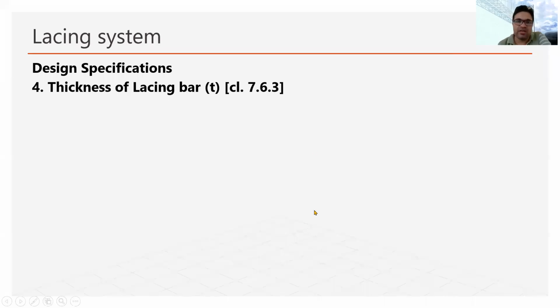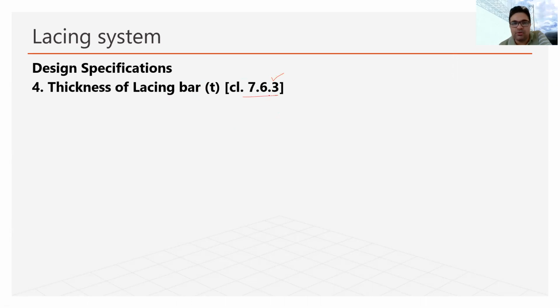Hello, welcome back. So this part is in continuation to the previous part. We were discussing the design specification, and in the previous part I was discussing the width of lacing bar. In this part, how do we find out lacing bar thickness? The clause is given in the IS code.